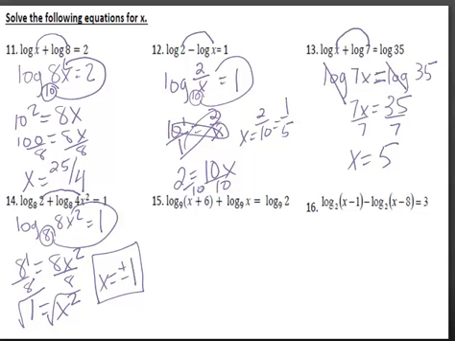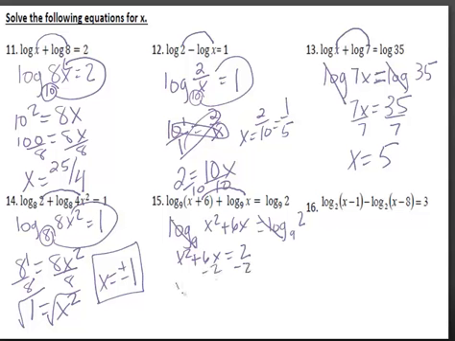Okay. On number 15, I'm going to multiply, because I want to multiply this times this. So I'm going to get log base 9 of x squared plus 6x equals log base 9 of 2. The logs match, so I can cancel out the logs. So I get x squared plus 6x equals 2. It's a quadratic, so that means that I have to solve it like a quadratic. So I'm going to subtract the 2 over. So I get x squared plus 6x minus 2 is equal to 0.